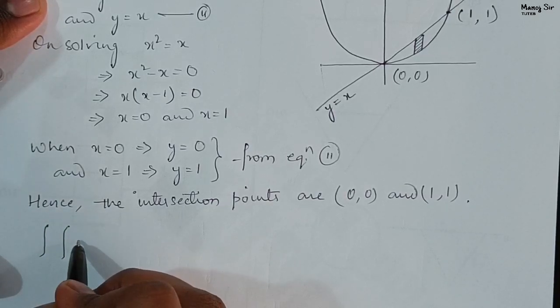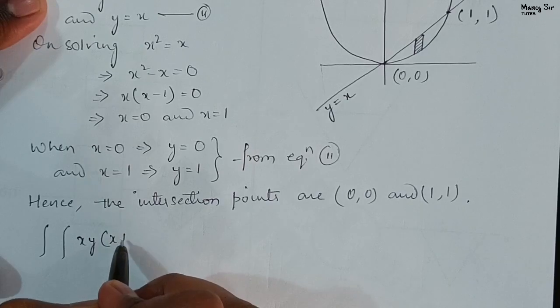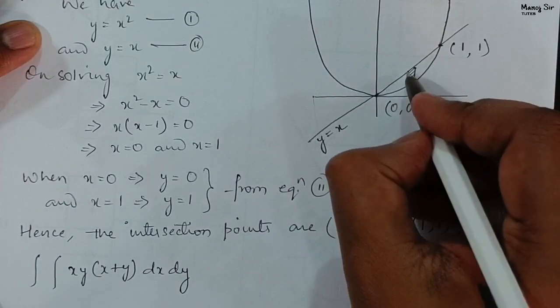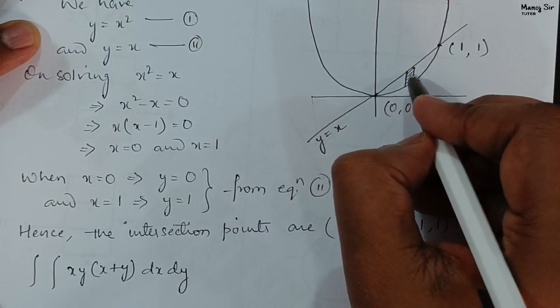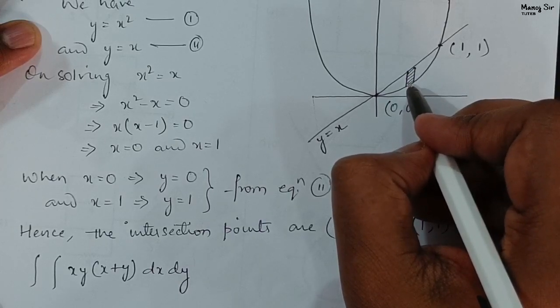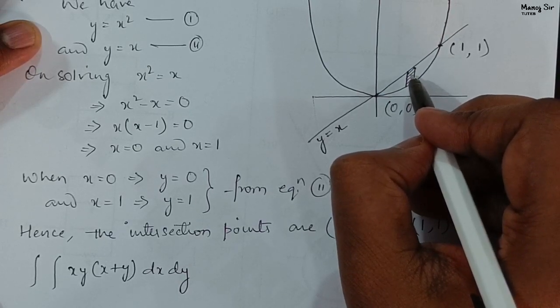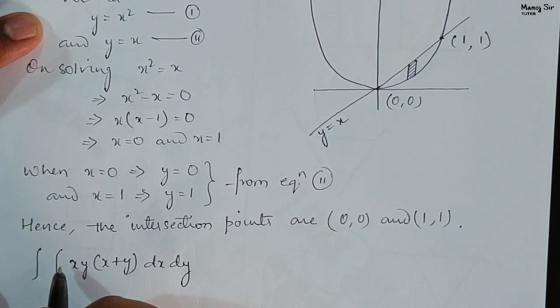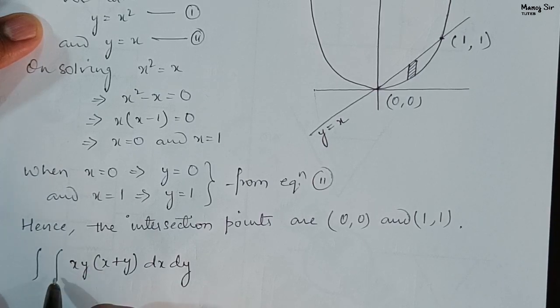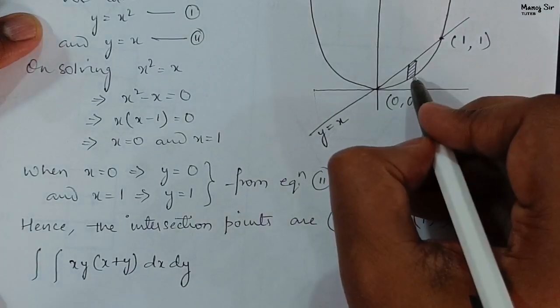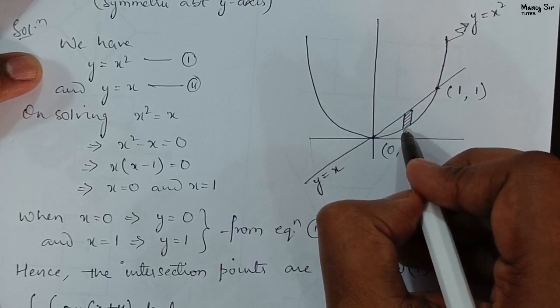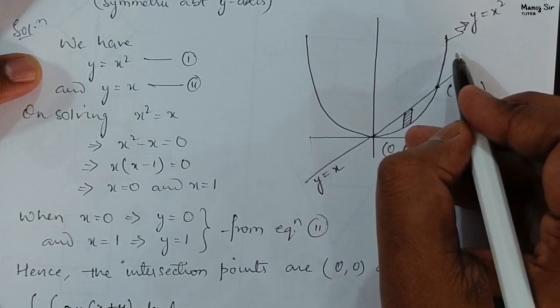Double integral xy(x plus y) dx dy. Now here you can see the strip is parallel to the y-axis. Why? Because we have considered this vertical strip. Since this strip is vertical, which is parallel to the y-axis, first we need to write the limits of y. Here we will put the limits of y. Now here you can see this is my vertical strip whose base is on the curve, that is y equals x square.